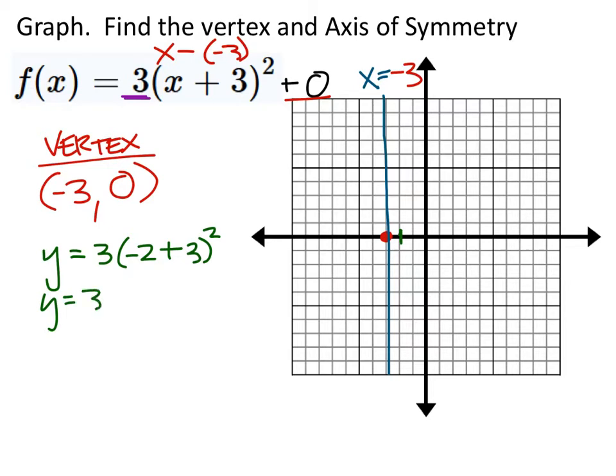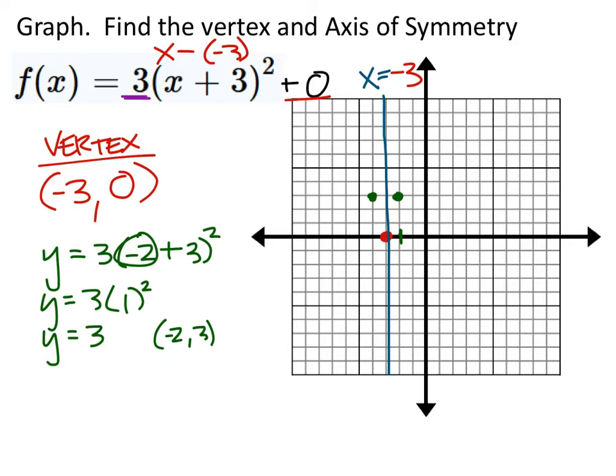By the order of operations, negative 2 plus 3 is 1, squared, and 1 squared is 1. 1 times 3 is 3. So I have a point at negative 2, 3. And just because of the axis of symmetry, that was 1 point to the right of it, so I'm going to go 1 point to the left, also in green. Okay, now the next one.